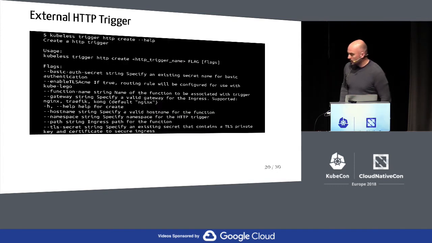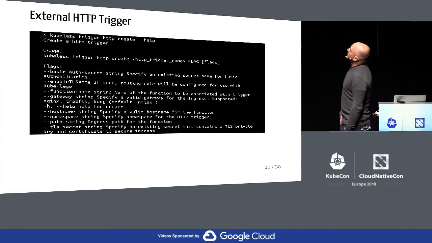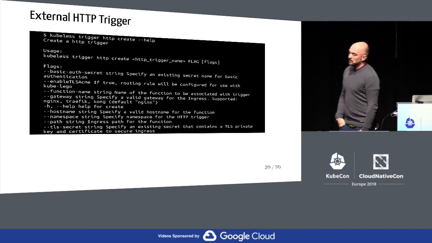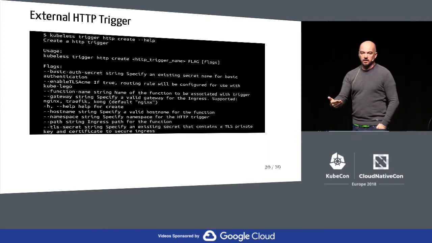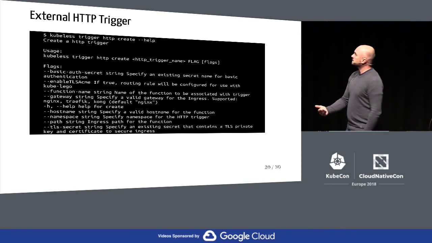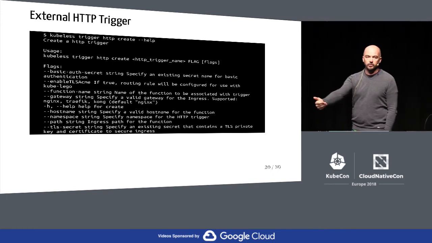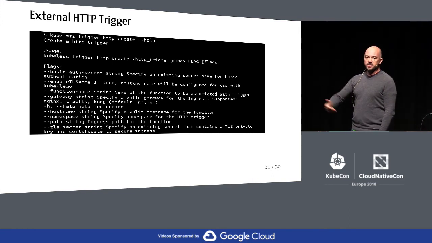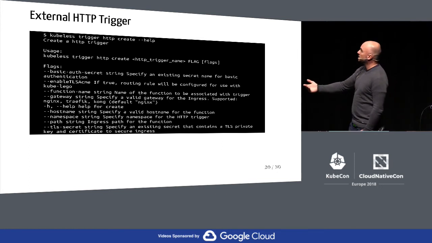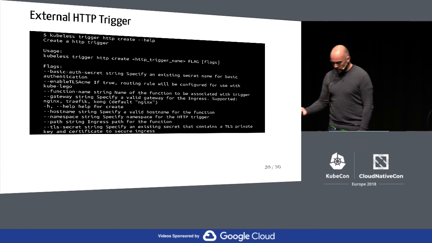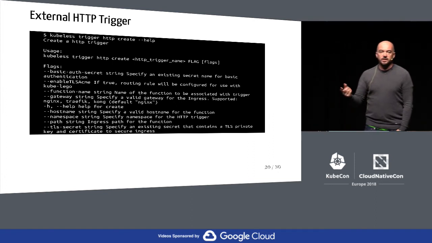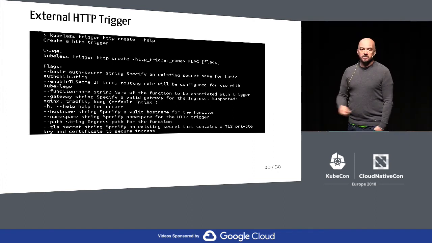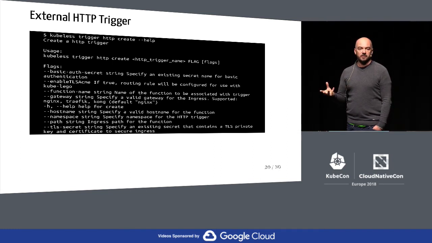So in kubeless, you can do kubeless trigger http create. So you can create HTTP triggers. How am I going to call my function? And that's really the basic. If it's exposed via HTTP, you want to call it over HTTP. You want to expose that function outside of your cluster. So with kubeless trigger create, kubeless generates an ingress object.